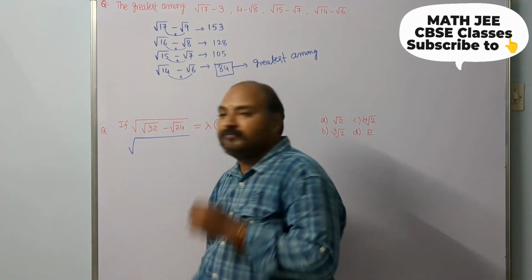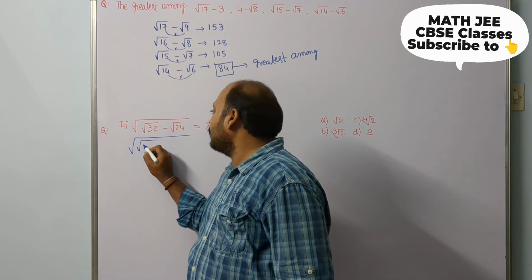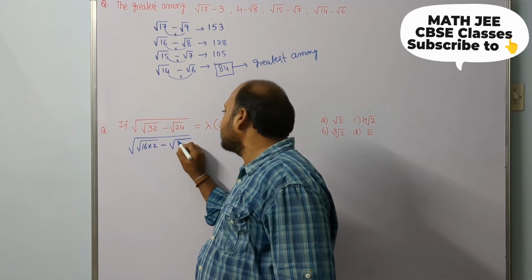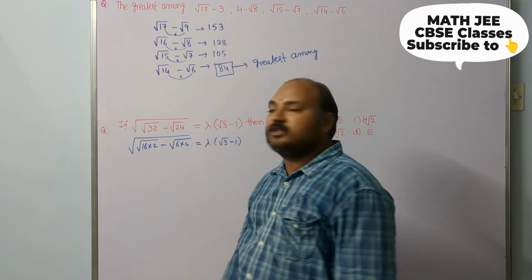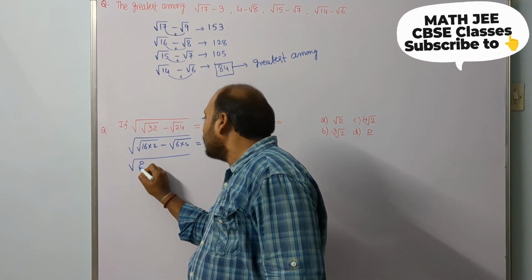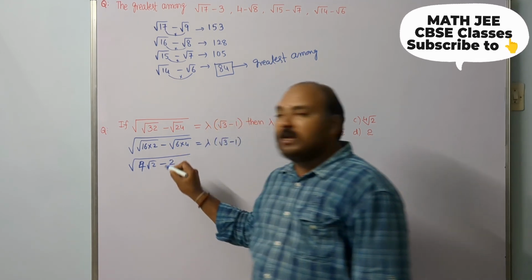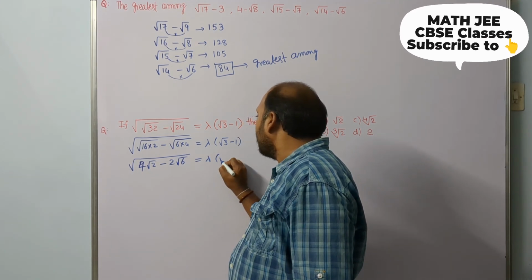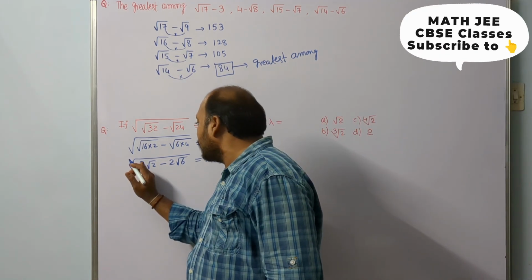Square root of 4 root 2 minus 2 root 6 equals lambda into root 3 minus 1. We can write it as square root of 16 into 2, square root of 6 into 4, dear students. Square root of 16 we can bring outside of the root, it will become 4 into root 2 minus 4, bring outside of the root, it will become 2 root 6 is equal to lambda into root 3 minus 1.